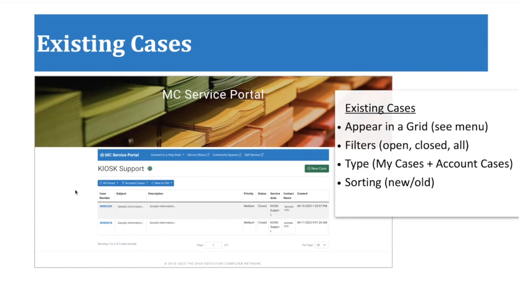There are filters. You can view a filter that tells you whether the case is open, whether it's closed, or if you want to view all cases, both open and closed. So this is the filter for selecting that. Here's where you select to view the type of case, whether it's just your cases or all cases for your organization. And this is the sorting area for the case, whether it's a new case or an old case. So you can sort the case by time here.